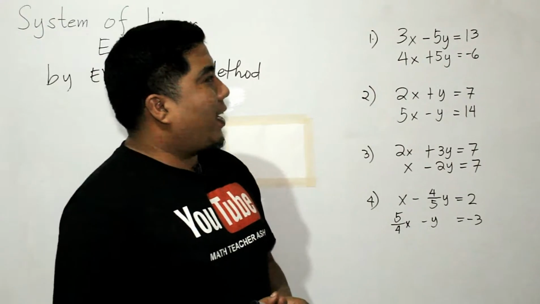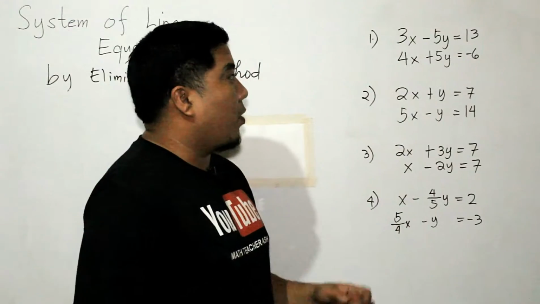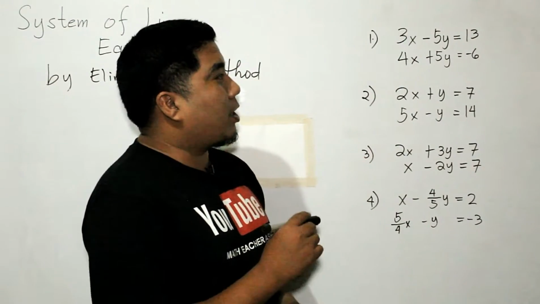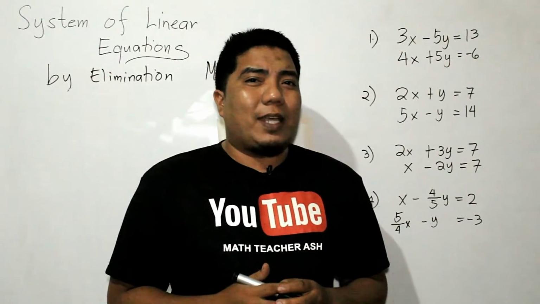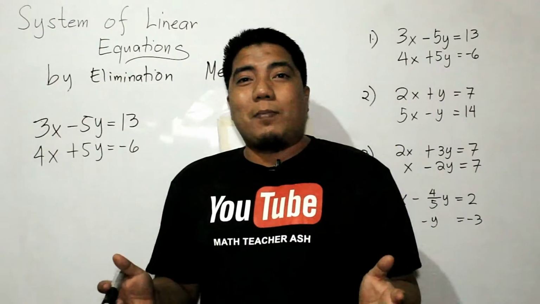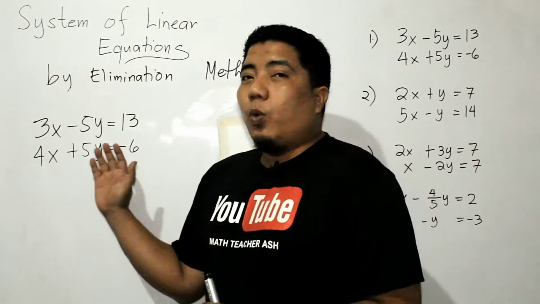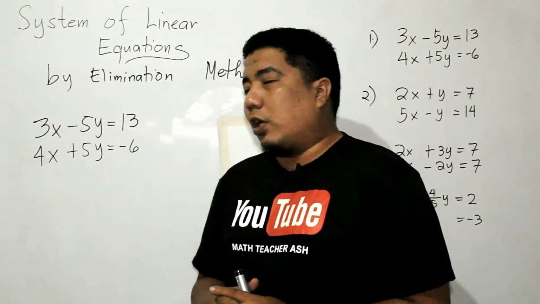We have here 3x minus 5y is equal to 13. That is your first equation. And this is compared with 4x plus 5y is equal to negative 6. Now, how do we apply the elimination method? Okay, let's first write the equations. Okay, math learners, as you can see here, we have written our first system of linear equations.